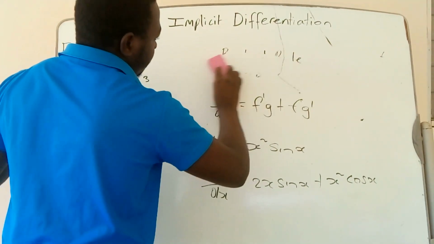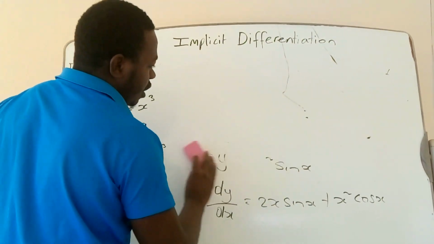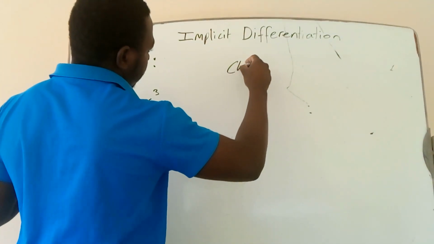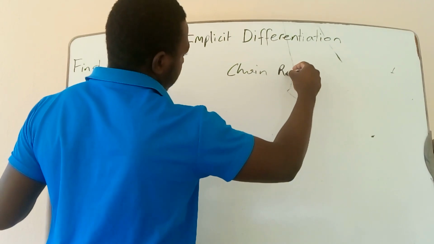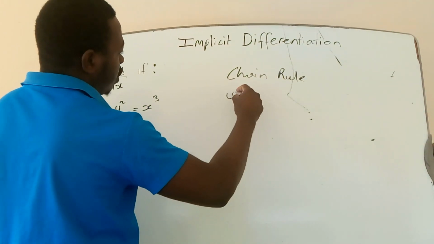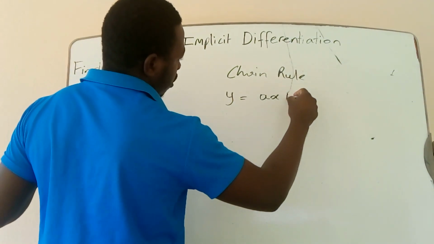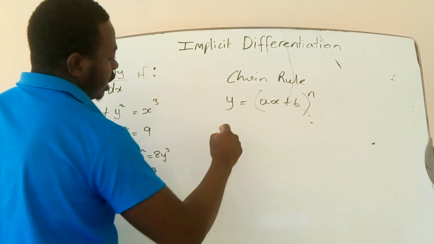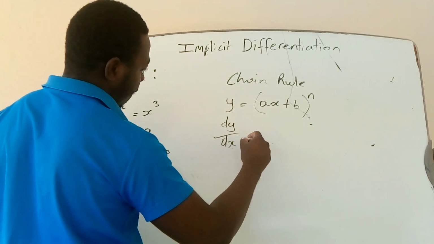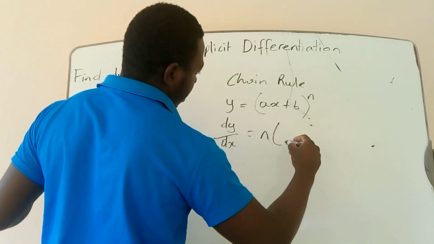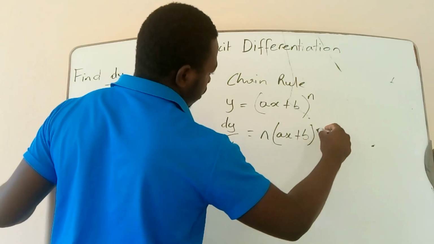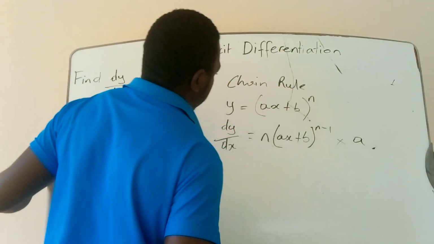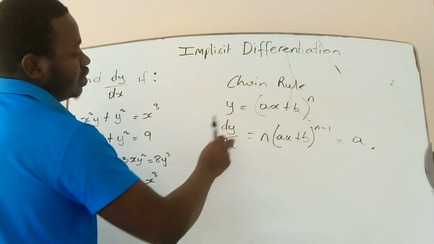Now, another rule that you need to bear in mind is the chain rule, right? And the chain rule states that if you have a function y equal to (ax plus b) in bracket always to the n power, and you are asked to differentiate this function, then dy by dx is equal to n times (ax plus b) to the n minus 1, times the differential of the inside of the bracket, which is a. Note here, a and b and n are integers, right?